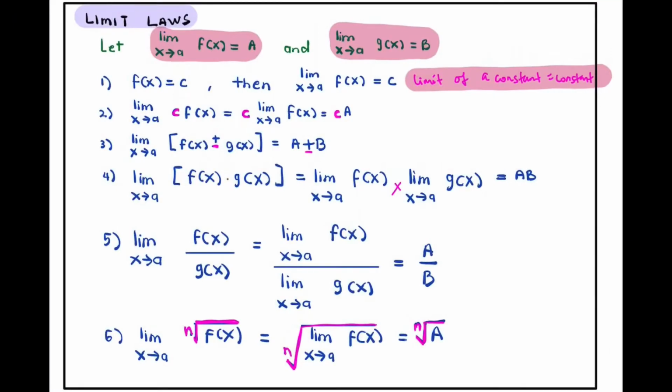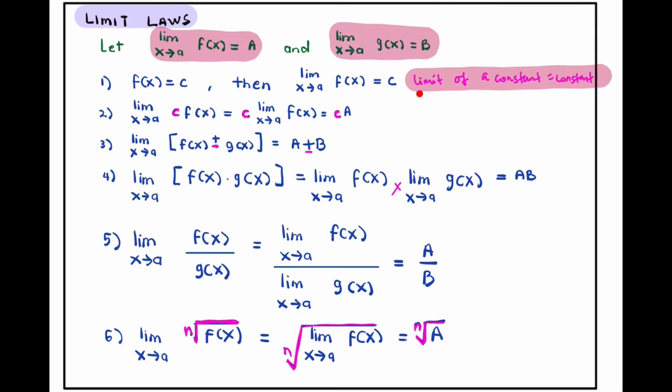else. For example, let the limit of f(x) as x approaches a be equal to a, and let's say the limit of g(x) as x approaches a is equal to b. So let's see the first limit law. If f(x) is equal to a constant c, therefore the limit of a constant is also a constant. Okay, we already discussed this.